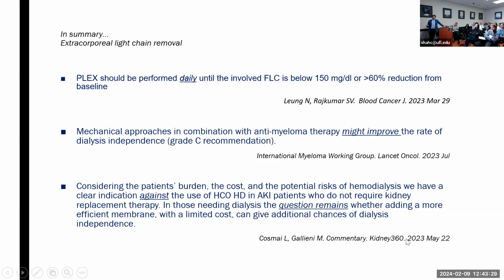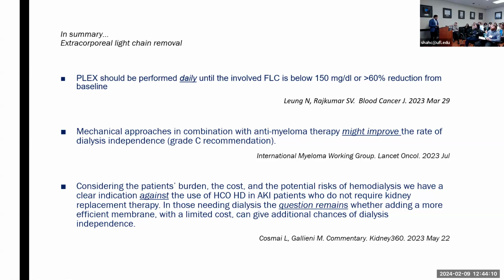And this was a debate published in Kidney360, again in 2023, where the moderators summarized. If we read their summary, considering the patient's burden, cost, and the risk of hemodialysis, we have a clear indication against using high cutoff dialysis in patients with AKI who do not require kidney replacement therapy. In those who require kidney replacement therapy, the question remains whether we should add a more efficient membrane with a limited cost. They did not even discuss plex here. So these are 3 different opinions published in the last year about consideration of cast nephropathy and extracorporeal light chain removal.